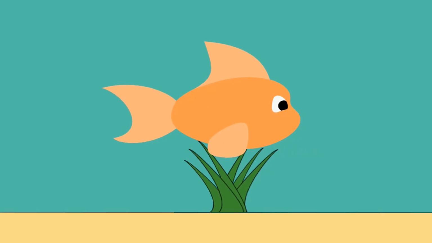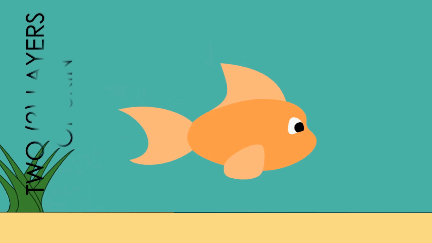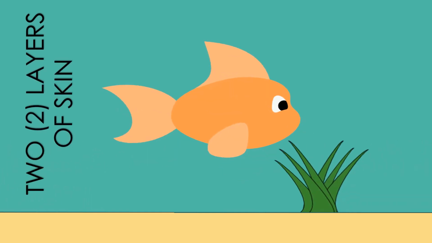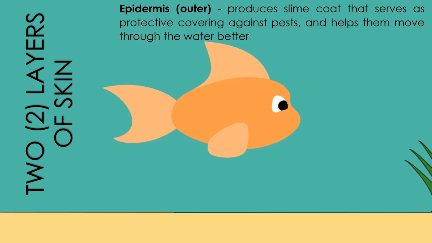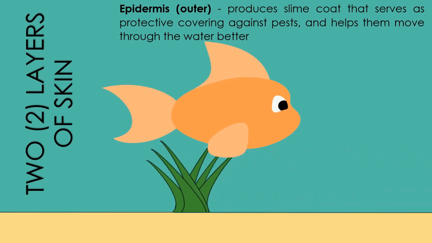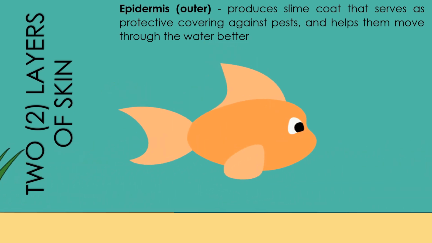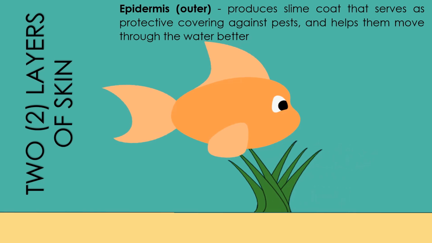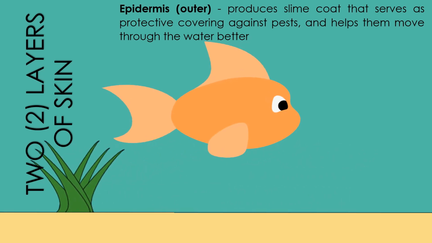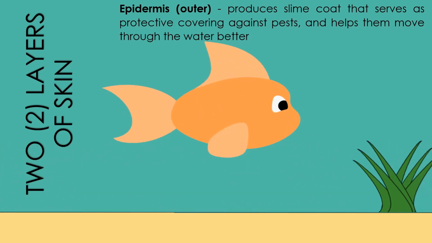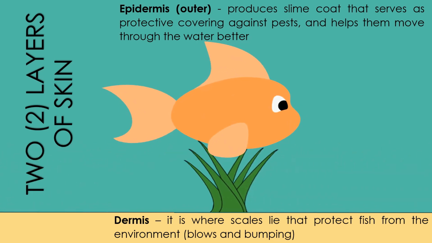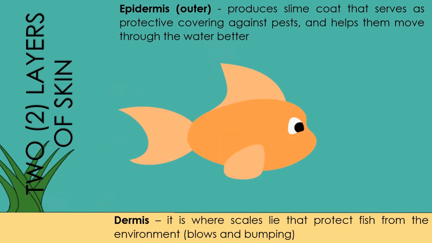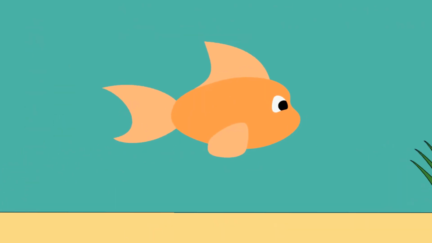Let's describe the skin of a fish. The skin is divided into two layers, such as epidermis, the outer layer of the skin. This produces a slime coat that serves as protective covering against pests and helps them move through the water better. The second layer is the dermis. It is where scales lie that protect fish from the environment.